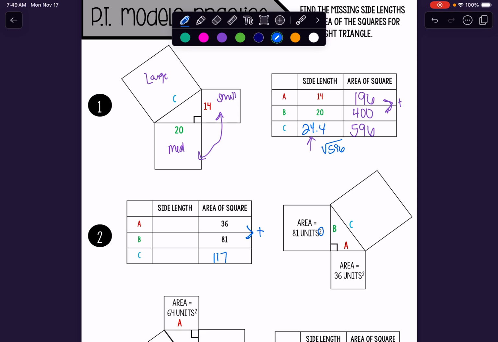Now, if I want to know the side lengths of each one, I've got to take the square root of 36, so it gives me a side length of 6. Square root of 81 gives me a side length of 9. And the square root of 117 gives me a side length of 10.8.